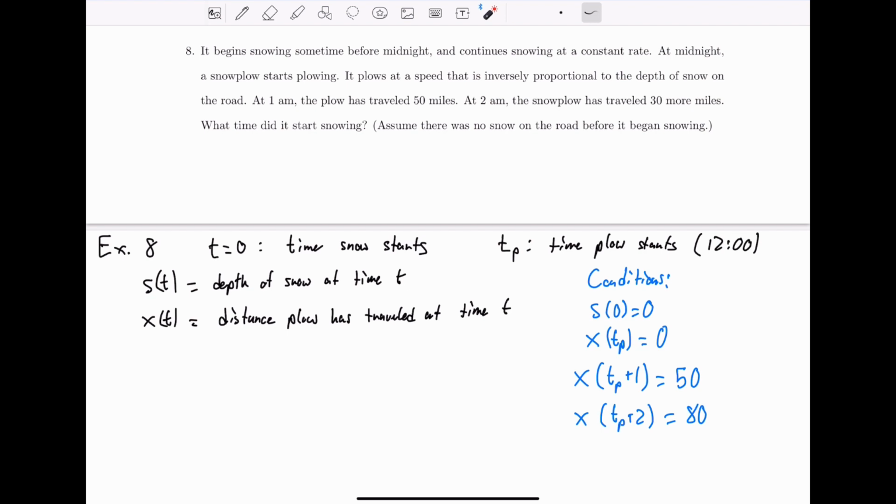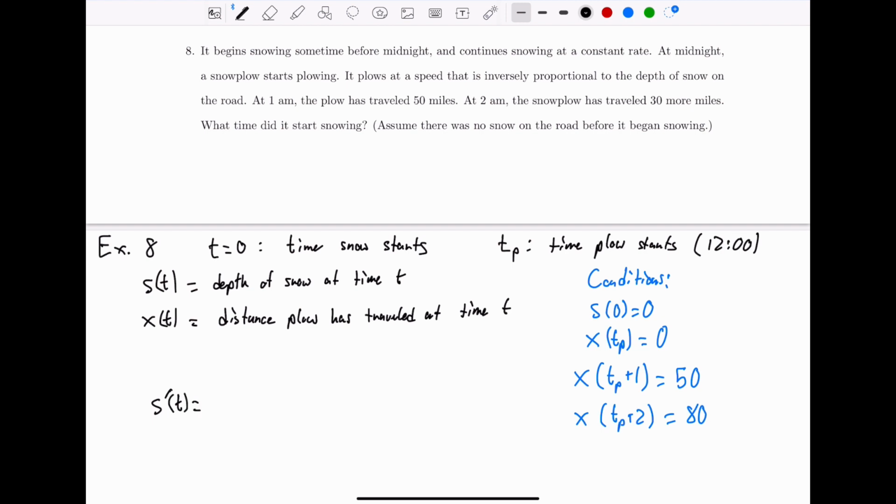Let's take a look at what other information we're given in the problem statement. We're told that the snow falls at a constant rate. So the rate here, that's the derivative of s. The rate of change of the depth, that's the rate at which snow is falling, that derivative is constant. So we can say here that s prime of t is some constant.